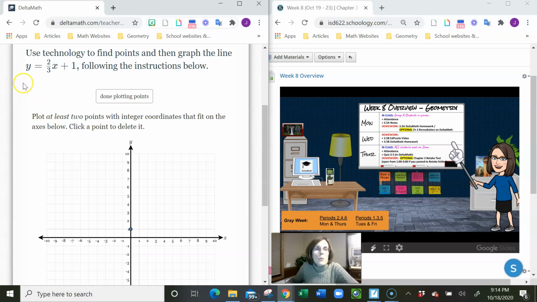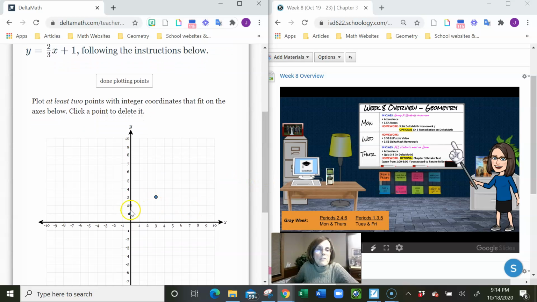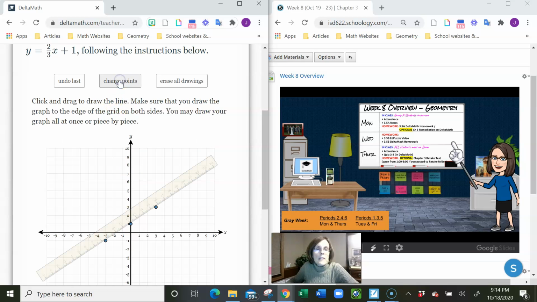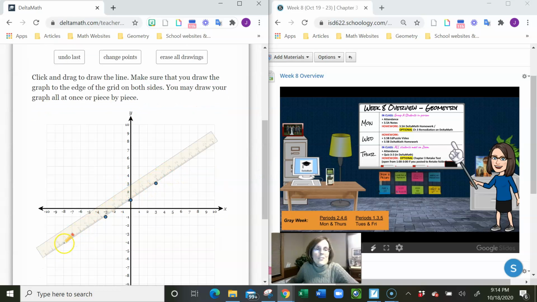In this equation, what is my slope? My slope is 2/3. And that is telling me to go up a +2. So from this y-intercept, I can go up 1, 2, and then I'm going to go over a +3. 1, 2, 3, and I can plot a point. I also could go down 2 and to the left 3. So down 1, 2, to the left 1, 2, 3. Once I've got 2 or 3 points, I'm going to say I'm done plotting, and they'll put a ruler over those points. If those points don't all line up, then you go back and change your points.